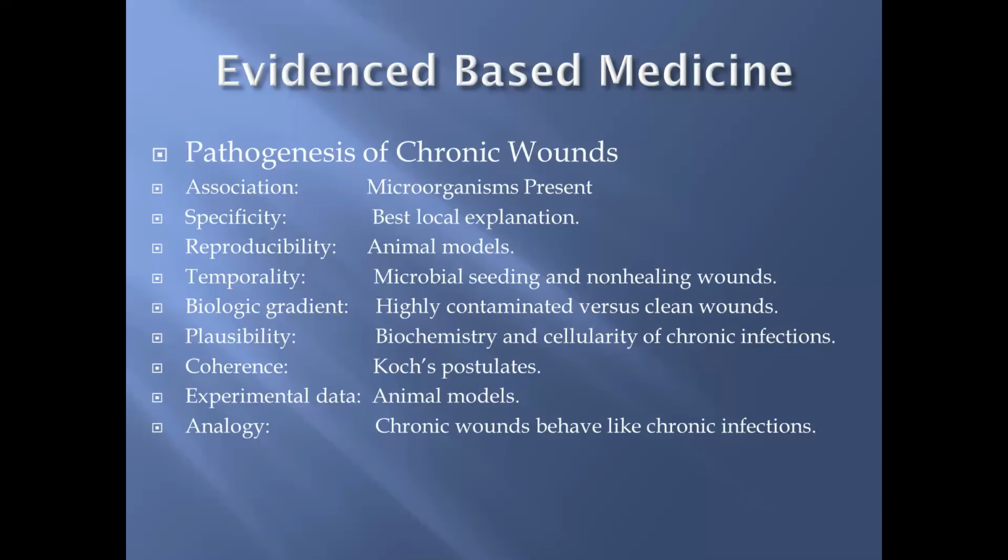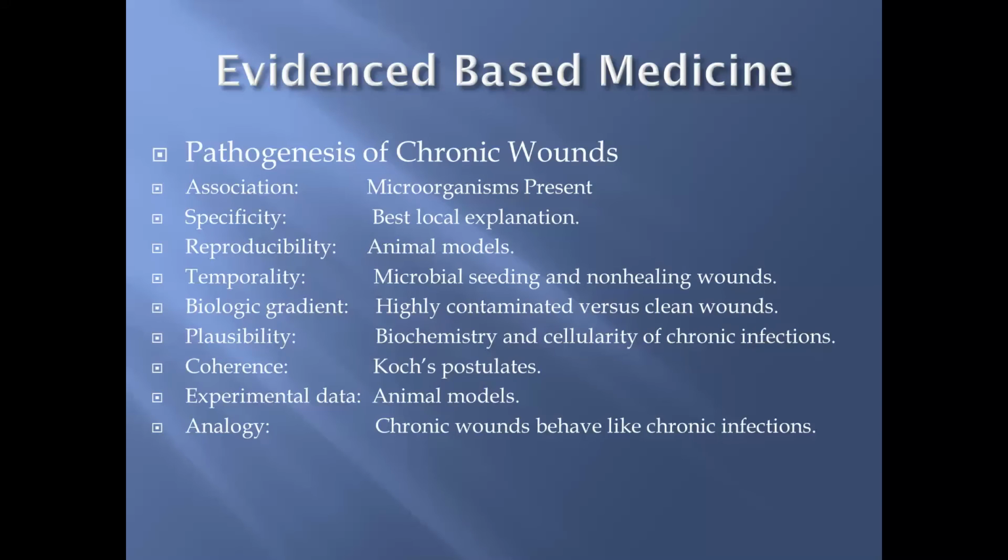Biologic gradient, we all know this. If you have a highly contaminated wound, you tend to do more antimicrobial strategies because bacteria, the microorganisms, tend to cause more harm. So that's the gradient. The more there is, the more effect you see from that causative agent, which would be the microorganisms. Plausibility, does it make sense that the microorganisms could stall healing and cause what we see with a chronic wound? And we'll show you more about that in the next slide.